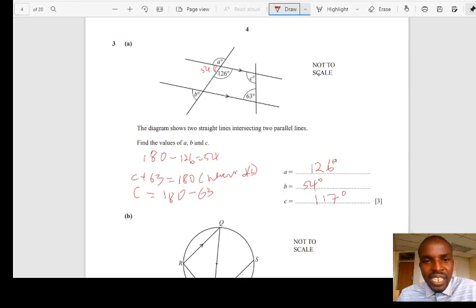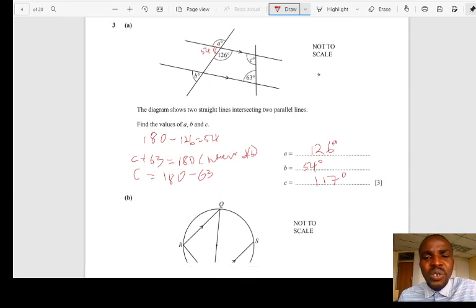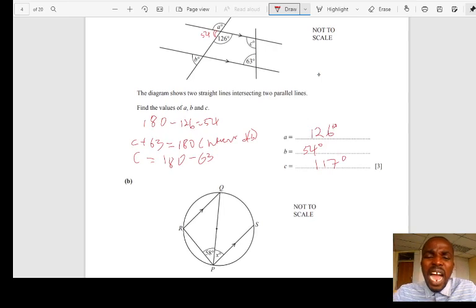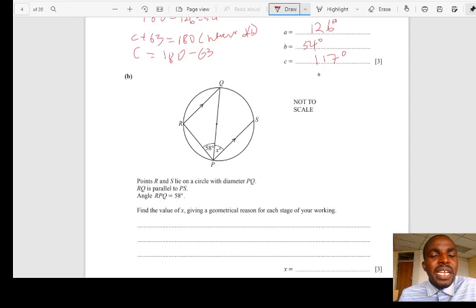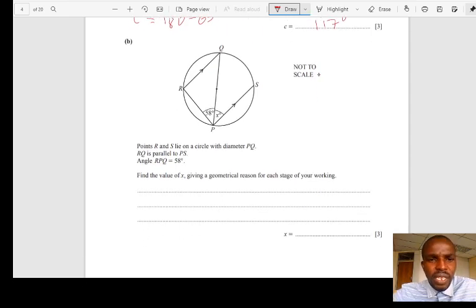117 degrees, like this. Please take note: you have to put those units, those degrees. Don't just write 117. What is 117? Are they donkeys or cats? So you have to always remember to put the units. Take note of that. Then B, this one is a circle geometry.